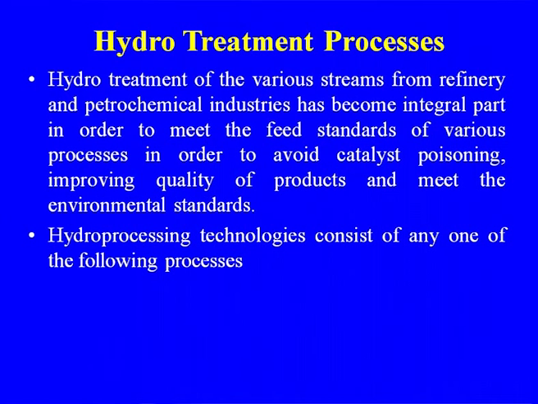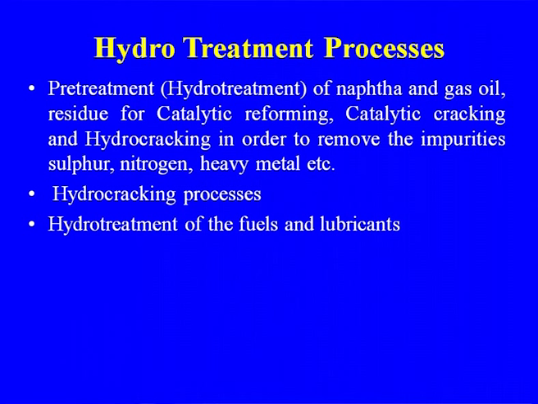Hydro processing technology consists of any one of the various processes that we are using. That may be the pre-treatment, the hydrocracking processes, or hydro treatment of the fuels and lubricants. So these are some of the hydro treatment processes. Pre-treatment is the hydro treatment of the naphtha and gas oil, and the residue from catalytic reforming, catalytic cracking and hydrocracking, in order to remove the impurities: sulfur, nitrogen, heavy metals, etc. Then the hydrocracking processes, and hydro treatment of the fuels and the lubricants.